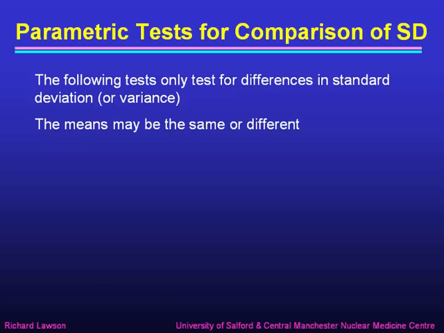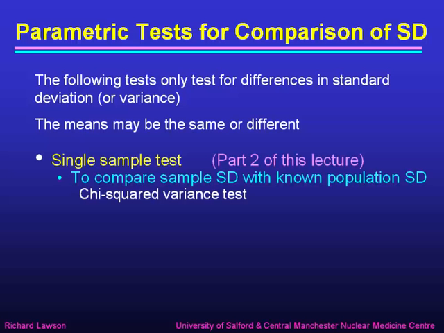In looking at parametric tests for comparison of standard deviation, we can consider tests that are based on measuring the difference in the standard deviation, or variance. It doesn't say anything about the means. The means of the distributions may be the same, or they may be different.